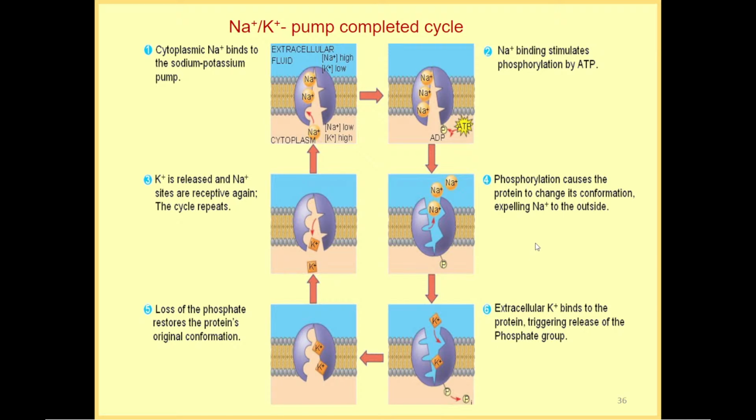So, phosphorylation causes the protein to change its conformation, expelling sodium to the outside. Loss of the phosphate restores the protein's original conformation. Extracellular potassium binds to the protein, triggering release of the phosphate group. So this is the description of one complete cycle of the sodium-potassium pump.